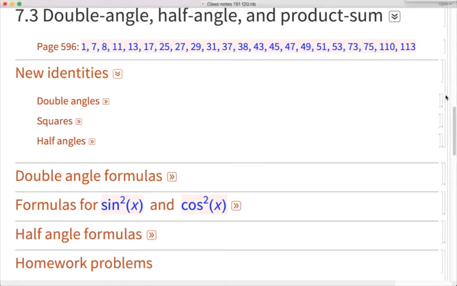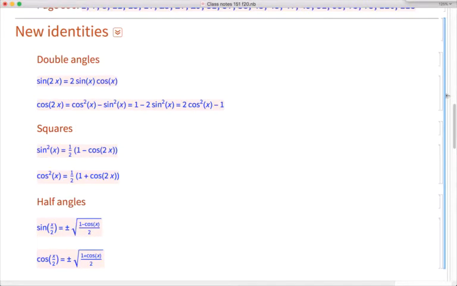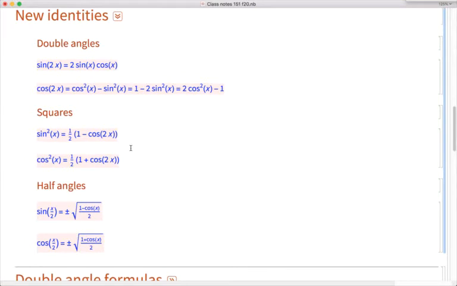Okay, section 7.3. We're going to learn some new identities. There are three categories: double angles, squares, and half angles. We'll go through them one at a time, but if you want to print them out and have them as a reference, here's a page where you can print them all out.